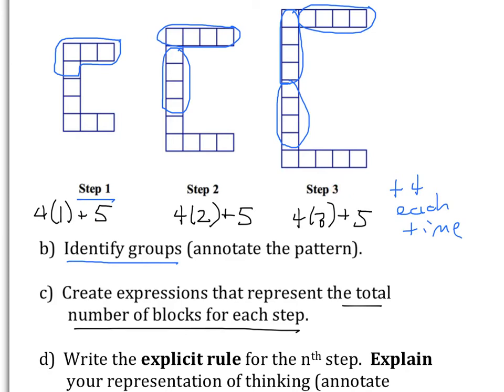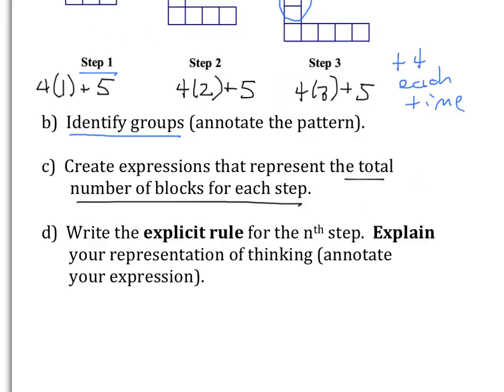And of course we have this plus 5, and you can easily see that in each step there are 1, 2, 3, 4, 5 blocks that remain uncircled. Writing an explicit rule for this is as easy as looking at the expressions that you made. Certainly the things that stayed the same was that there was always groups of 4. What changed was the number of groups. What stayed the same was that there was always 5 blocks remaining.